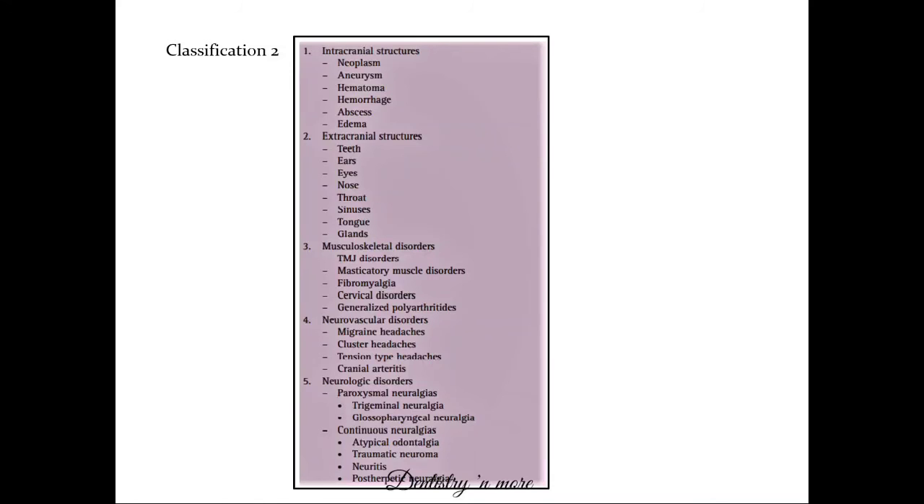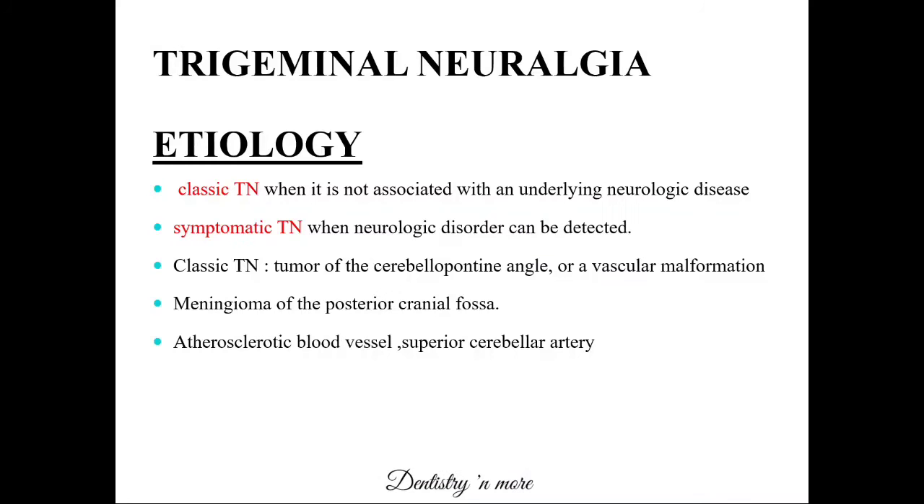Then you have the neurovascular disorders such as migraine or cluster headaches. Then you have the tension type of headaches and cranial arthritis. Under the neurological disorders, you have the paroxysmal neuralgias as well as the continuous neuralgias. In the paroxysmal, you have the subtypes, that is trigeminal neuralgia, then glossopharyngeal neuralgia. In the continuous, you have atypical odontalgia and traumatic neuroma.